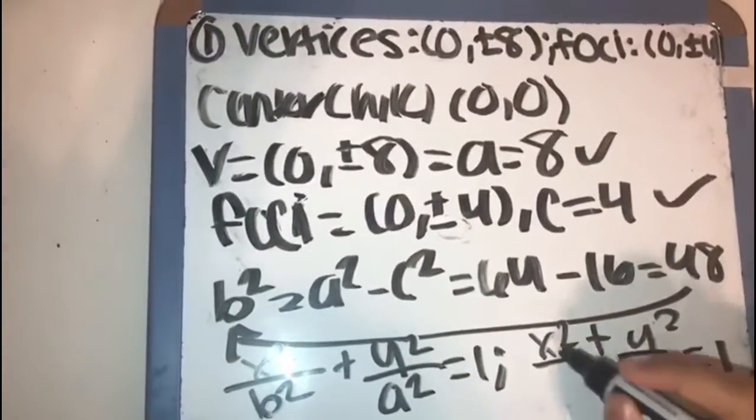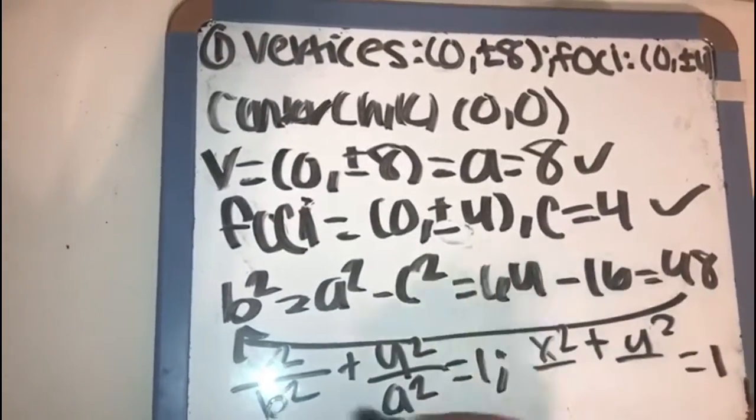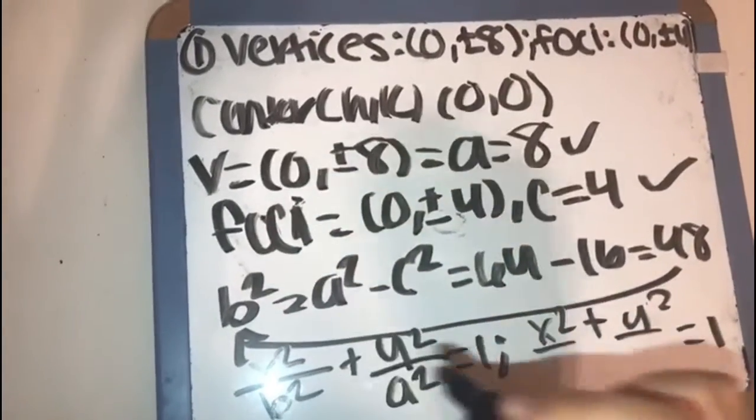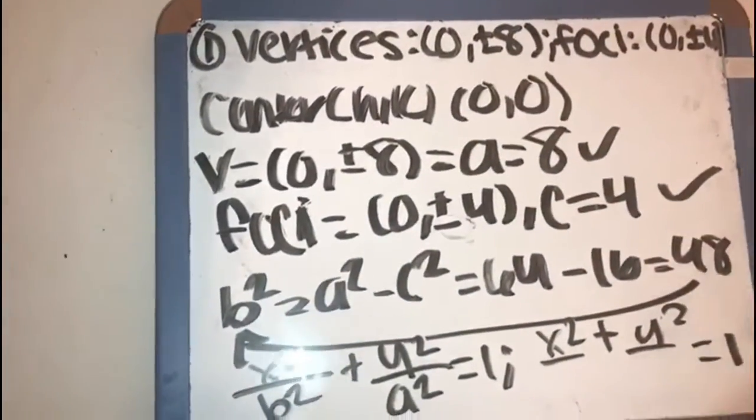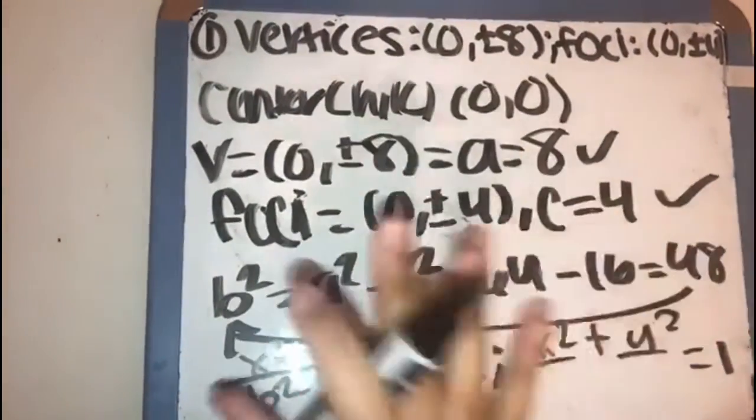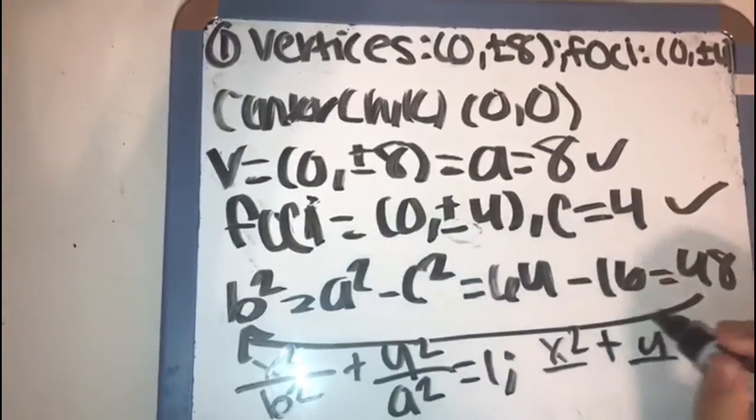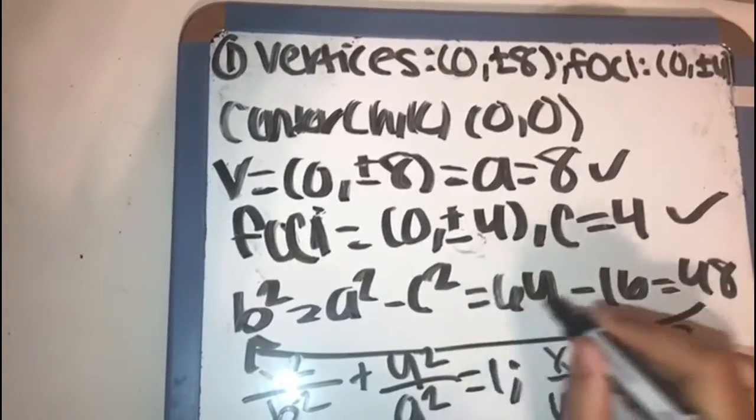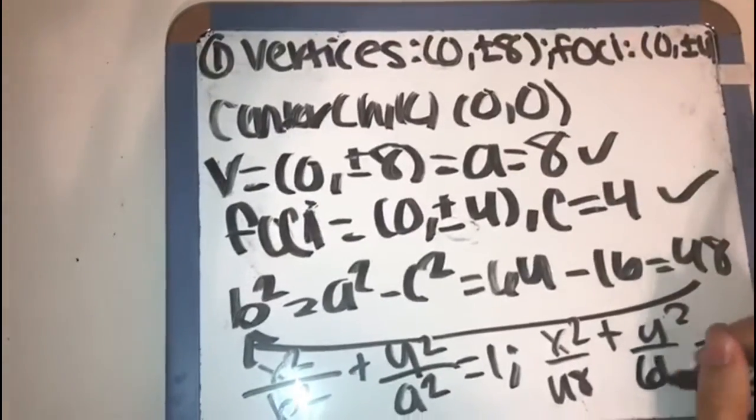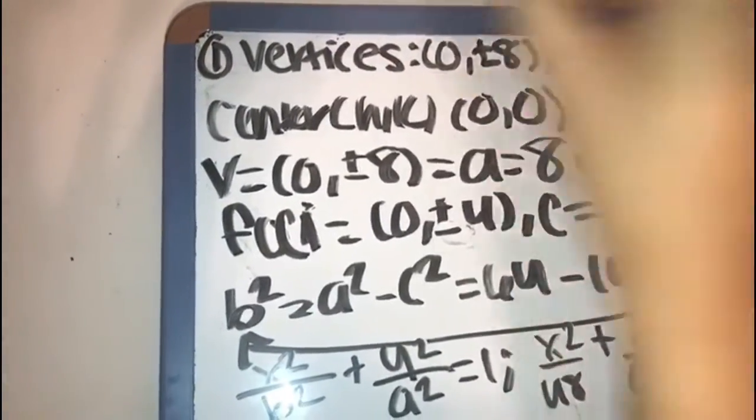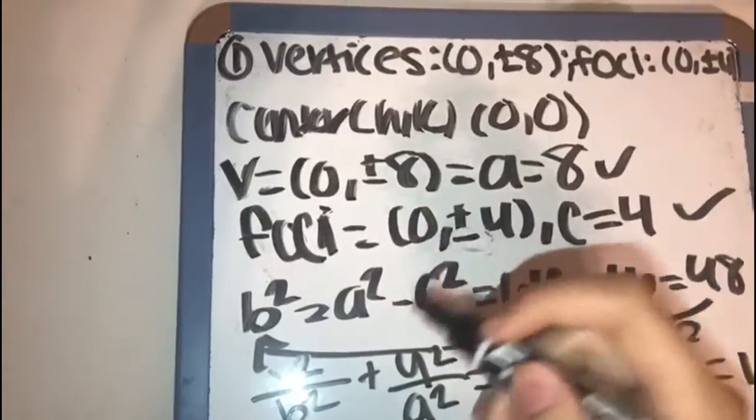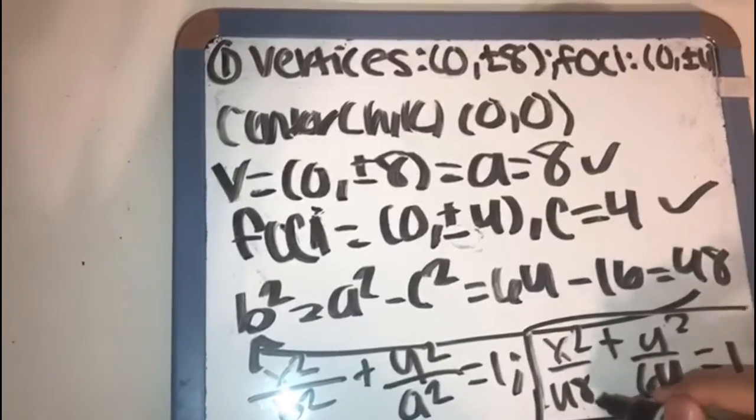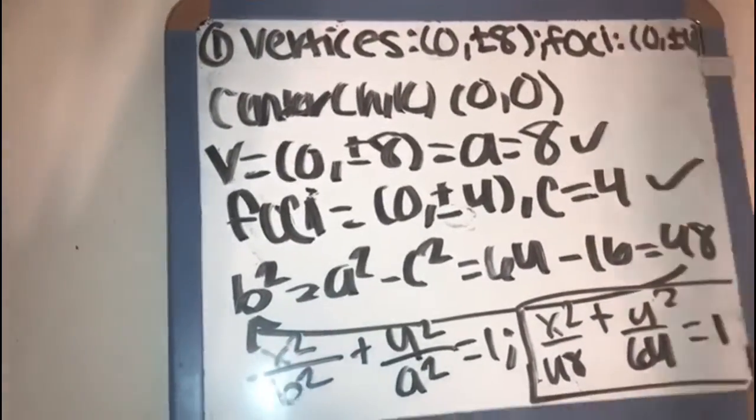Okay. So let me just make it as that. Now the denominator is going to be different because the only thing we have to substitute in this formula is just b squared and a squared. Don't substitute x and y because x and y stay the same. It does not do anything. It just stays with the formula. So b squared we found out was 48, and a squared we found out was 64. So that means that the standard form of this ellipse is x squared over 48 plus y squared over 64 equal to 1.